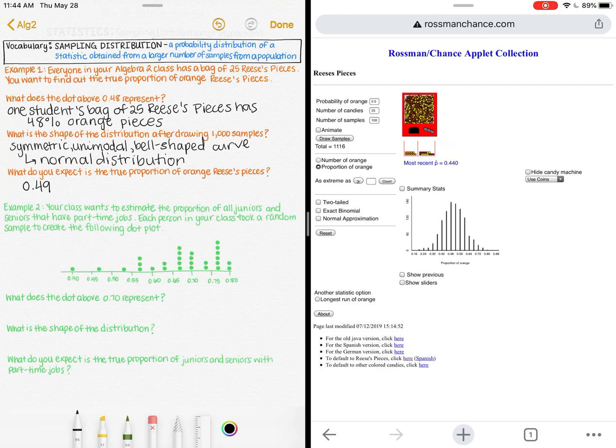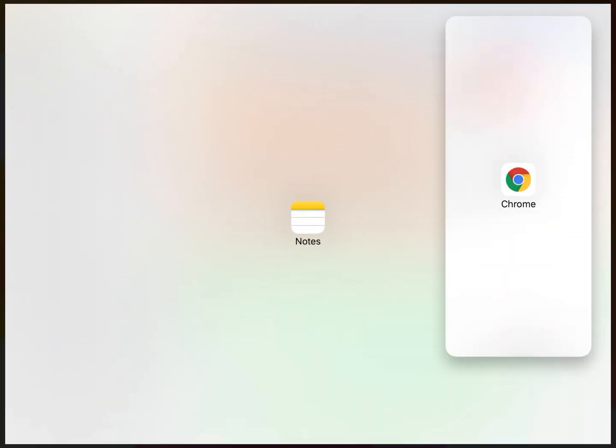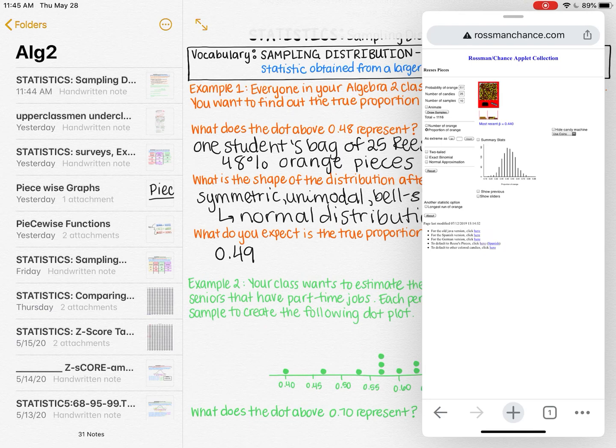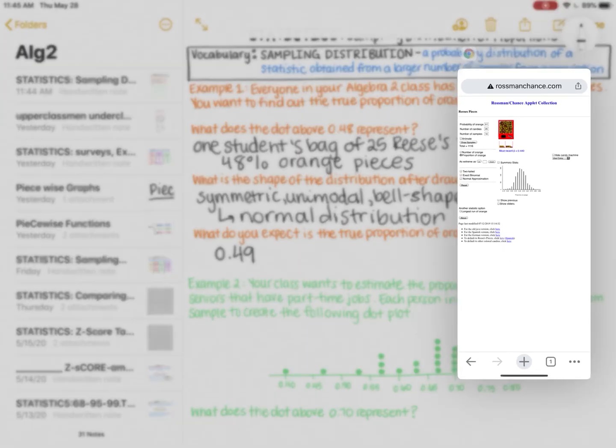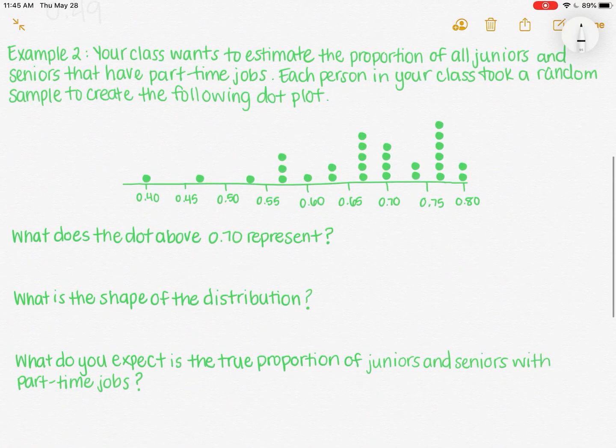So just to recap, what we did was we wanted to know what's the true proportion of orange pieces in a bag. We didn't want to just count in one bag, so we did 1,000 samples, and that gives us a normal curve where the center of the curve tells us our best estimate for the true proportion of orange pieces in a bag. So now we're going to go ahead and just do another example where we are already given a histogram, or a dot plot, sorry.